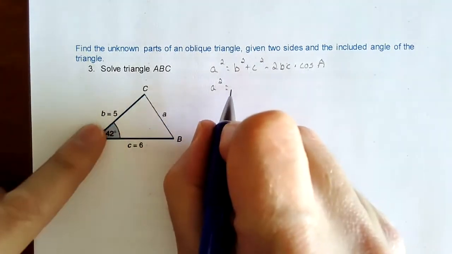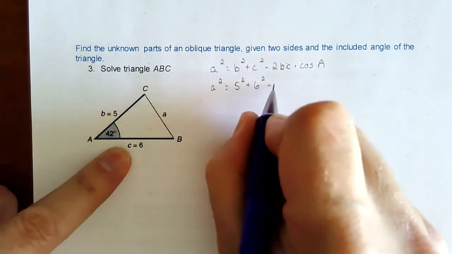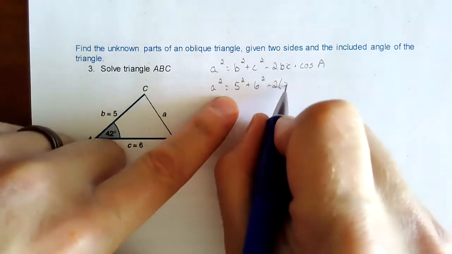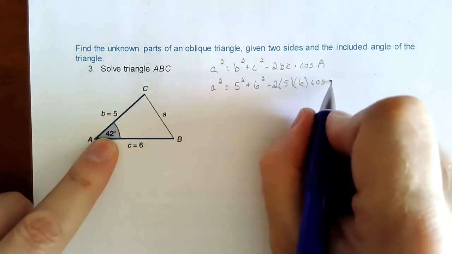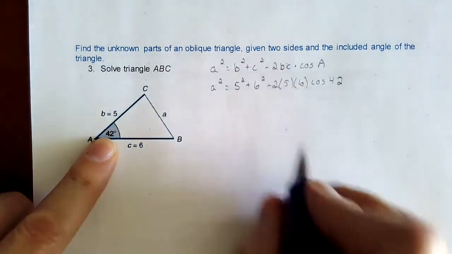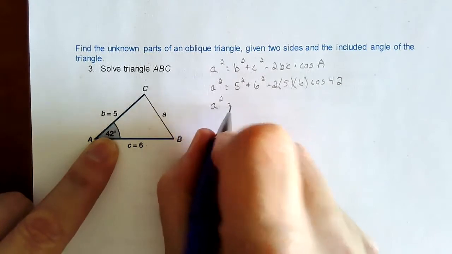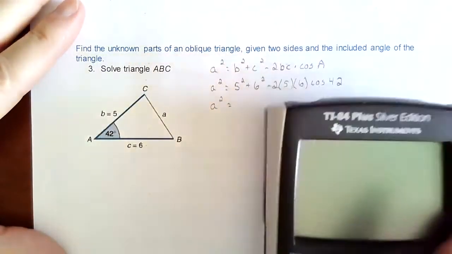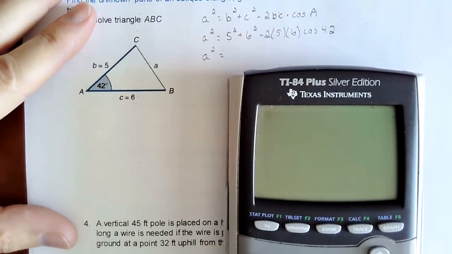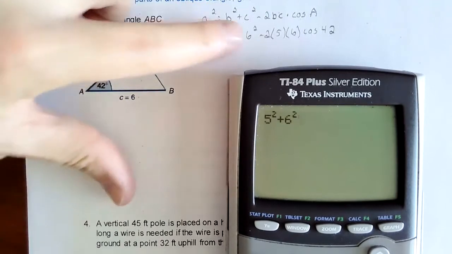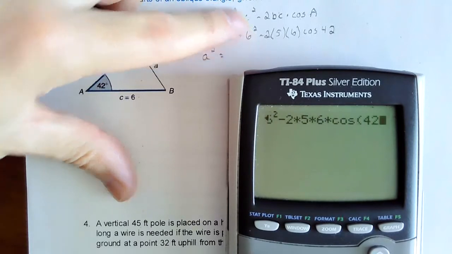It's 5. It's across from angle B. So it's 5 squared plus 6 squared minus 2 times those exact same two values, so 5 times 6 times cosine of the angle in between, which we know. Okay, so we can throw all that into a calculator, and that's going to be equal to a squared. All right, I have no idea what that is, but we're going to find out. So we're going to do 5 squared plus 6 squared minus 2 times 5 times 6 times cosine of 42.